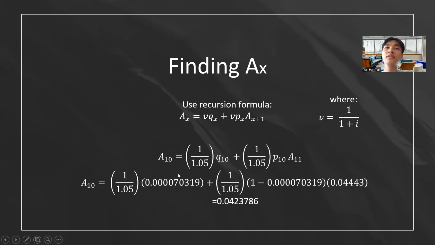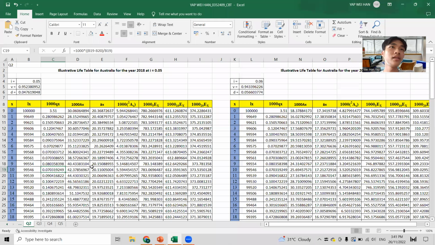At the end, our answer is 0.0423786. Let's check our answer. Is it correct? Yeah, 1000 Ax is 42.37856967. Okay, so that means our answer is correct.